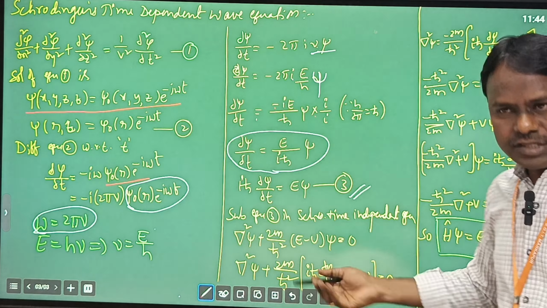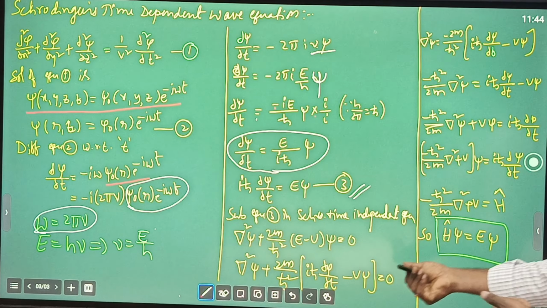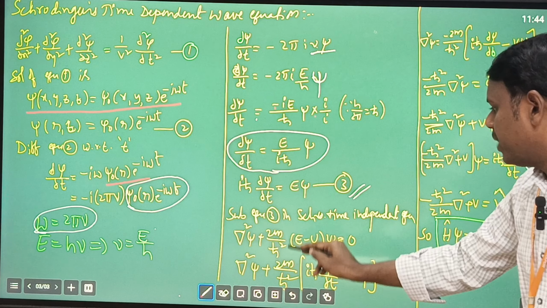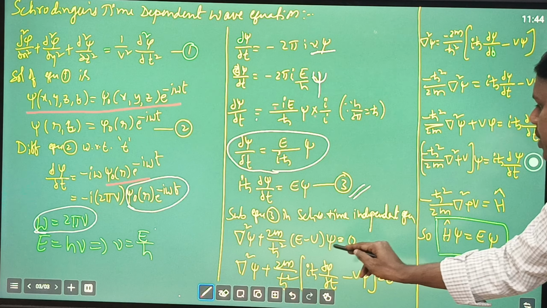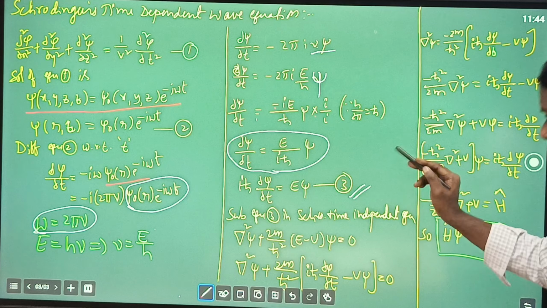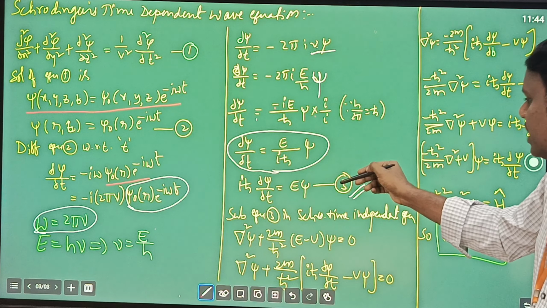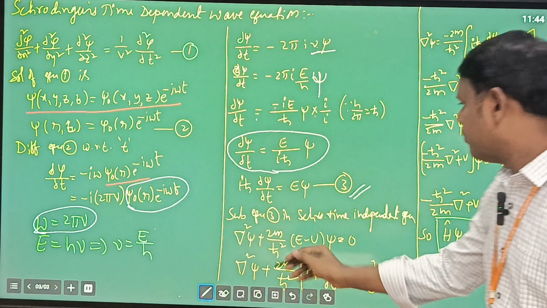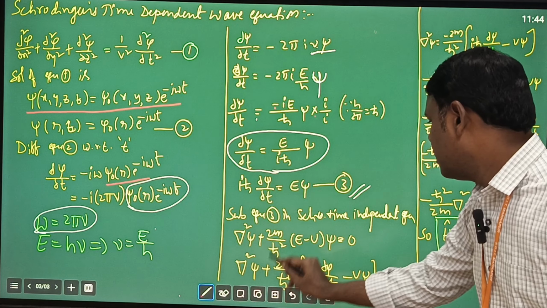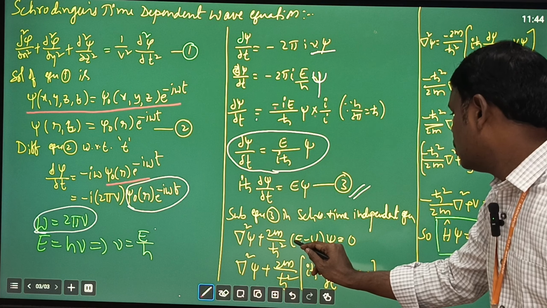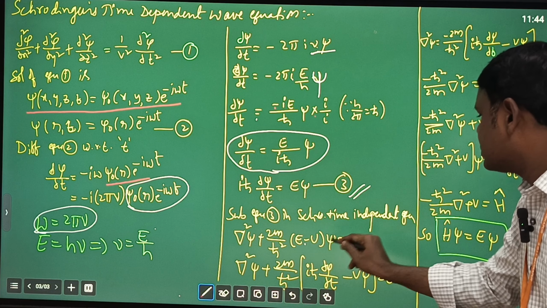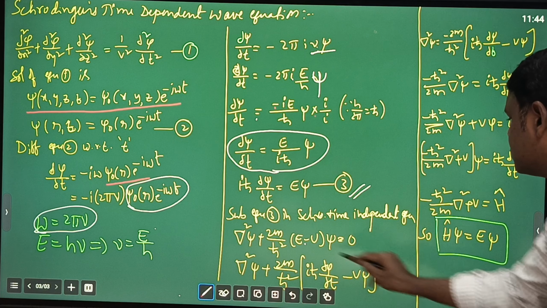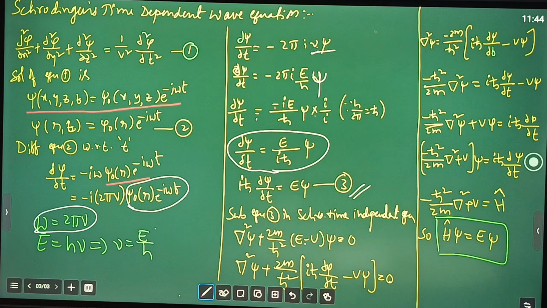Now let us introduce Schrodinger time independent wave equation here. What is the Schrodinger time independent wave equation? Del square psi plus 2m by h cut square into E minus v into psi is equals to 0. Now substitute this equation number 3 in Schrodinger time independent wave equation. So if we substitute this one, del square psi plus 2m by h cut square into E psi minus v psi. E psi means I h cut dou psi by dou t minus v psi is equals to 0.